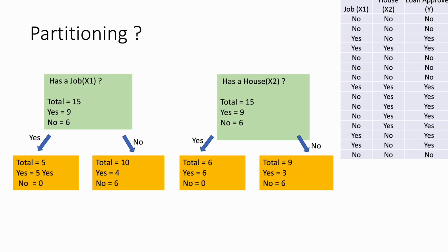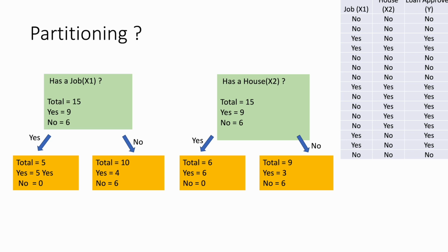Now let's see, if you recall, our first challenge was: how do I select a root node? Here is x1 and here is x2, so we have 2 features, job and house. Which feature or which decision should be my root decision? That is the question. Once we understand that, then recursively we can build the rest of the tree also.